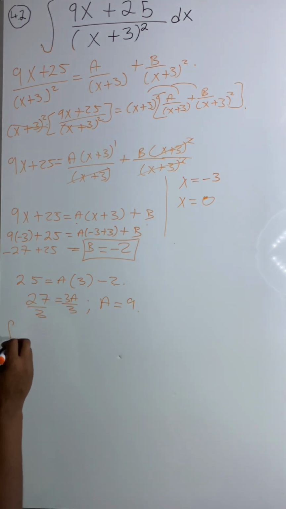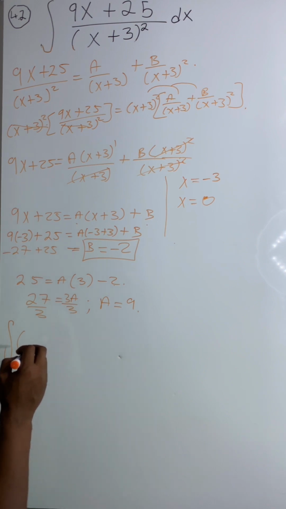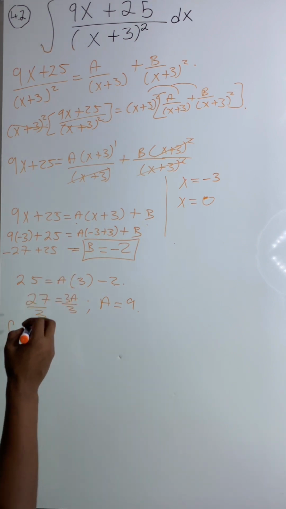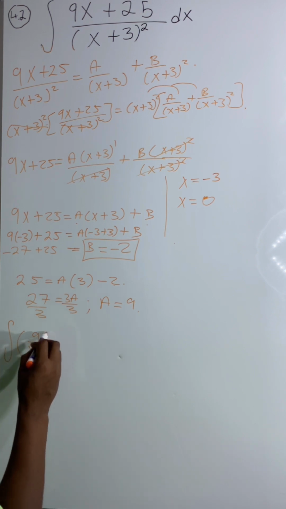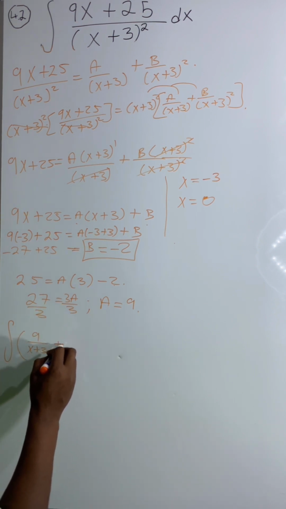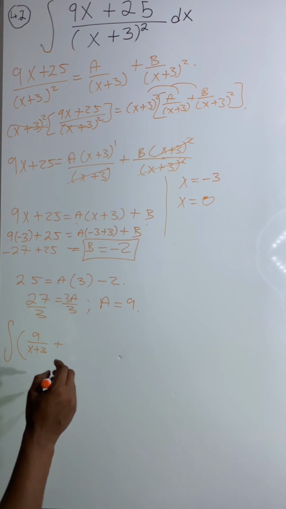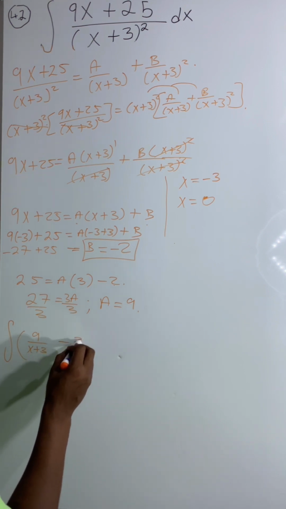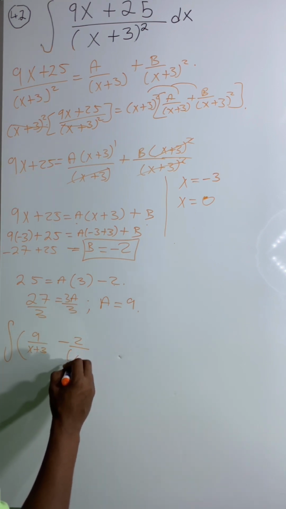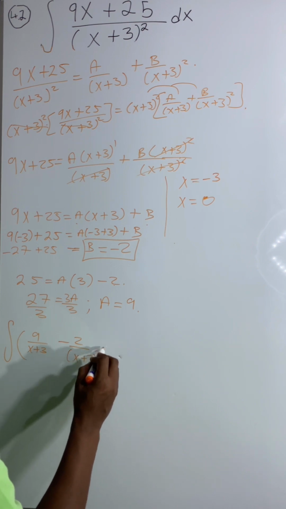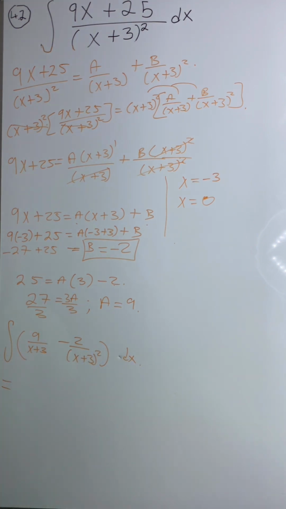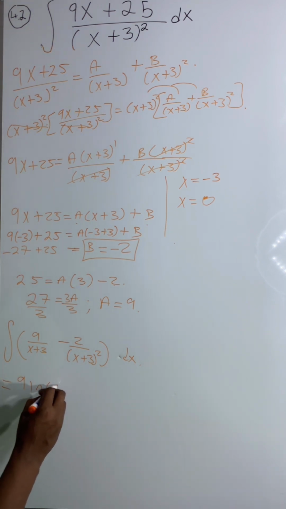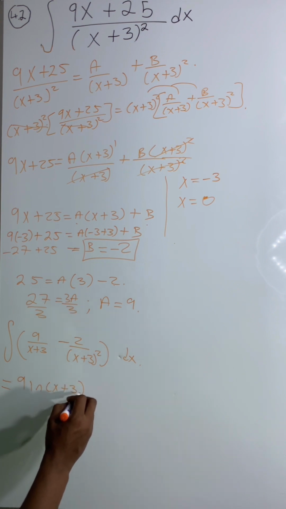So our integral is a over x plus 3, our a is 9. B is equal to -2, so -2 over x plus 3 squared. Integrating 9 over x plus 3, we get 9 ln of x plus 3.